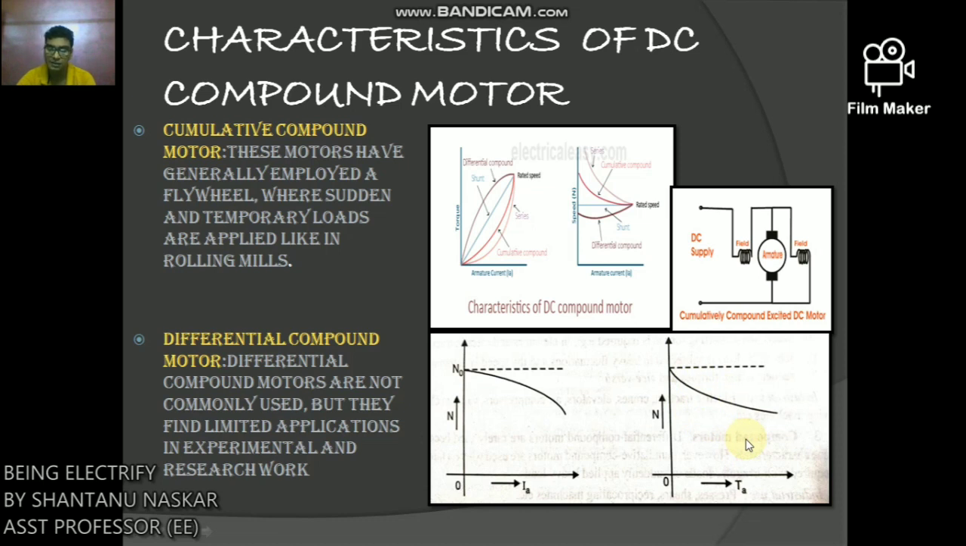Now comes the conclusion. A cumulative compound motor has characteristics intermediate between series and shunt. In this figure you can see series, shunt, cumulative, differential. So what is the conclusion? Due to the presence of the shunt field, the motor is prevented from running away at no load. Due to the presence of the series field, the starting torque is increased. So this is all about the characteristics of the DC compound motor.